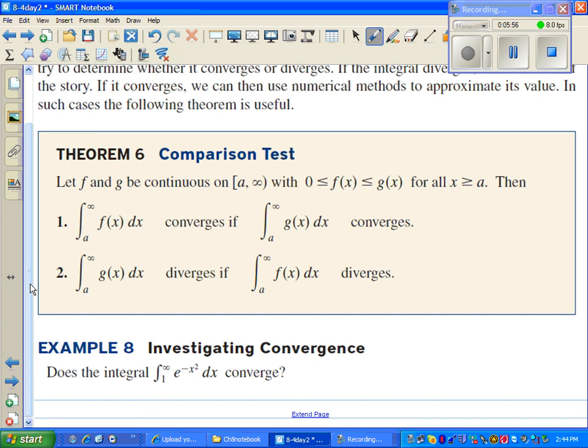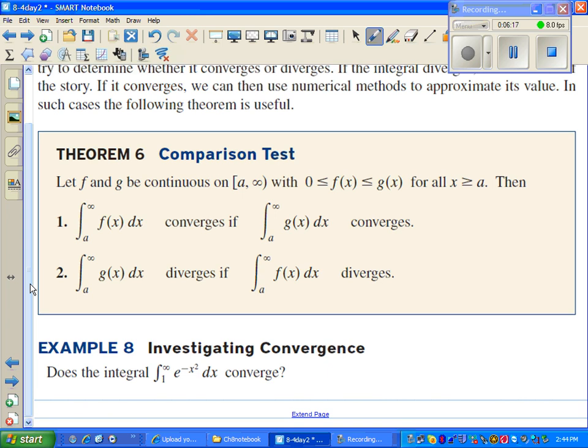Then, number 1 says, the integral from a to infinity of f of x dx converges if the integral from a to infinity of g of x dx converges. And number 2, the integral from a to infinity of g of x dx diverges if the integral from a to infinity of f of x diverges.